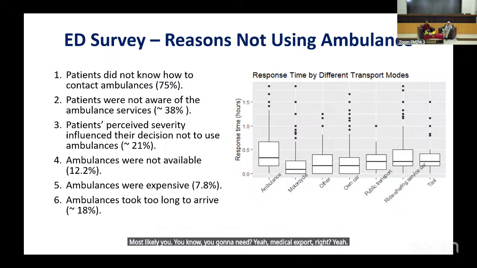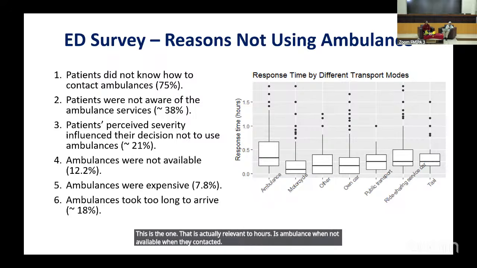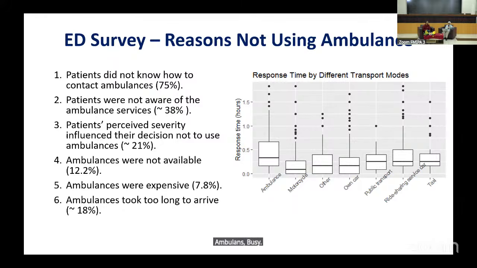And then this is the one that is actually relevant to ours: ambulances were not available when they contacted. So what does it mean? The ambulance is busy. They've been used. The question is, is it the capacity that is lacking? There are not enough ambulances, or what? As it turned out, in Jakarta we have 80 ambulances operating that belong to the government. And there are many more ambulances available here, could be 500 altogether. If only they were all in a unified, integrated system, they could serve people more. So something like this we can analyze, we can model.